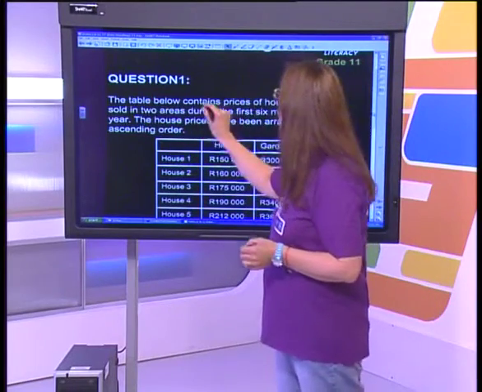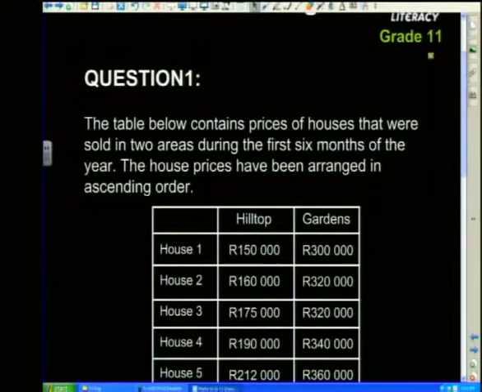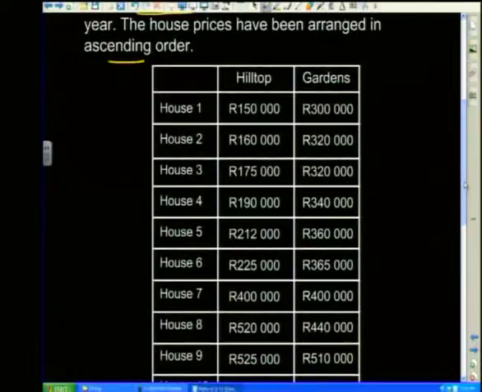The table below contains prices of houses that were sold in 2 areas during the first 6 months of the year. The house prices have been arranged in ascending order. Always nice when they arrange them in order. Right, and we're looking at 2 different areas.